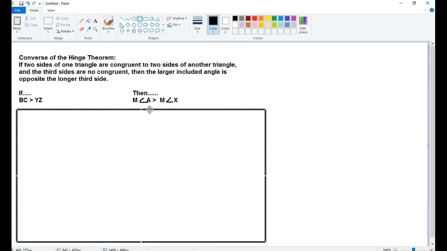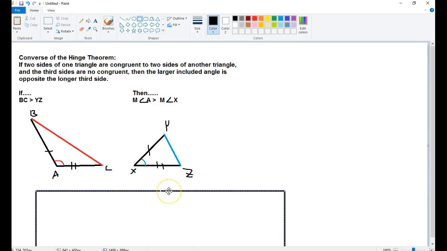So if we're given that in a triangle where the two sides are congruent and BC is greater than YZ, then the measure of angle A is bigger than the measure of angle X. So we're given these two triangles, two sides are congruent, the longer third side, one is bigger than the other, and the side opposite is bigger than the side opposite of the other third side. That's what the converse says for this.